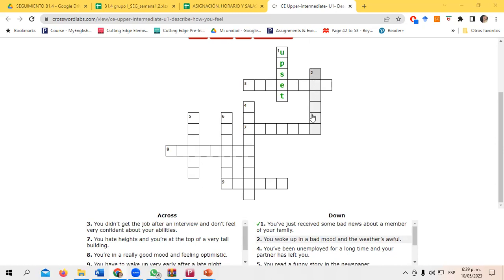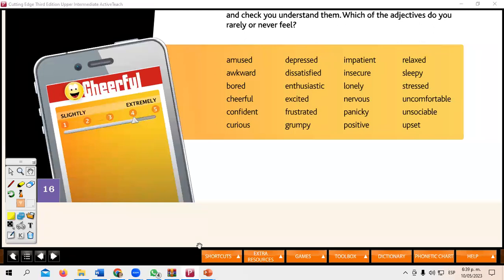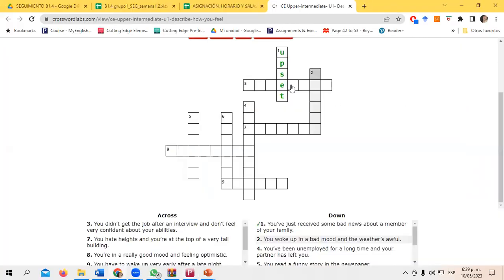Teacher, I don't know. You don't have the answer? Okay, let's see. Is there any other student that has the answer maybe for the second one? Grumpy. Yes, the answer is grumpy. Yes, you woke up in a bad mood and the weather is bad, so you are grumpy. Okay, let's continue. So I will read the clue and you can give me the answer if you have it. Number 3, you didn't get the job after an interview and you don't feel very confident about your abilities.